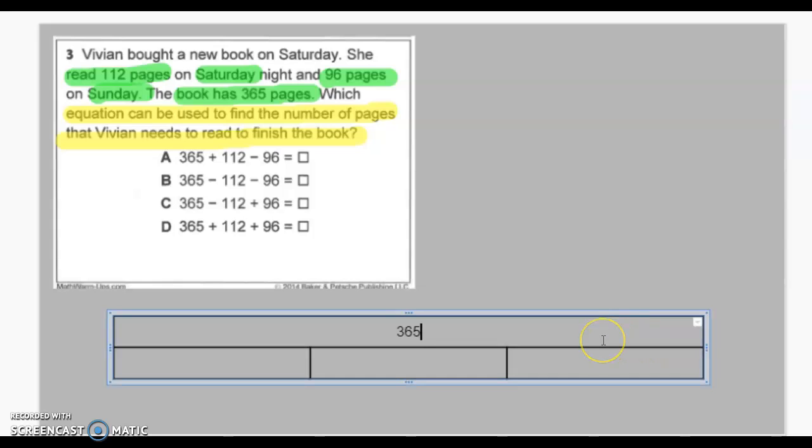So 365 pages total. 112 pages read on Saturday and 96 pages read on Sunday. This is going to be the leftover. This empty part in your strip diagram is the remaining number of pages she has to finish. Okay, so this strip diagram is going to be multi-step. I'm going to have to do two different steps to solve this problem.